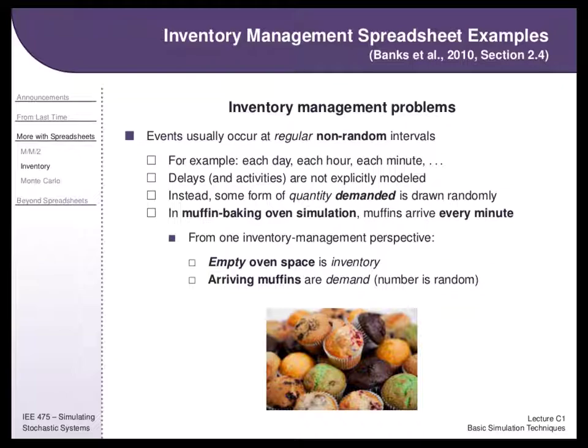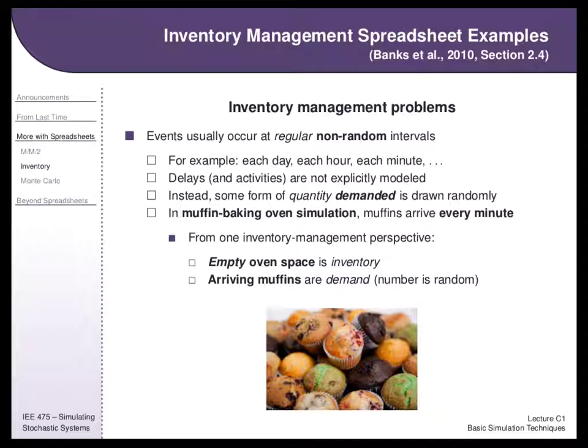So this is much like that muffin baking simulation in lab 2, where every time unit we get a random number of muffins that arrive that may or may not go into the oven. You can almost think that the empty oven space is your inventory. So you've got to think, how big of an oven do we need? That's like the inventory management problem here. And the arriving muffins are the demand.